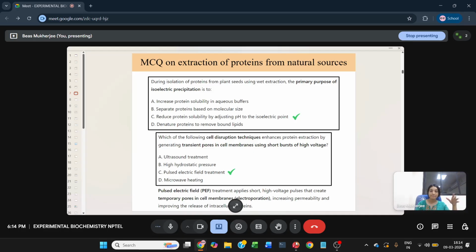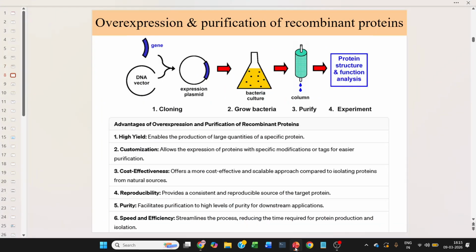Okay. For the second question, the right answer is pulse electric field treatment. So pulse electric field treatment applies short high voltage pulses that create temporary pores in the cell membrane, that is electroporation, the process, increasing the permeability and improving the release of intracellular proteins. So these pores are created in the membrane of the cell, and then the proteins are released through these pores. Okay, so that is what is done.